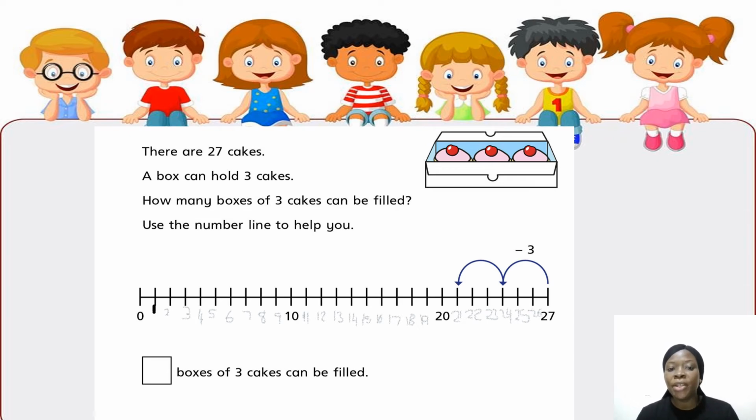Now, on this slide, we are going to be using the number line to divide by 3. Now, it says there are 27 cakes. A box can hold 3 cakes each. How many boxes of 3 cakes can be filled? Use the number line to help you.